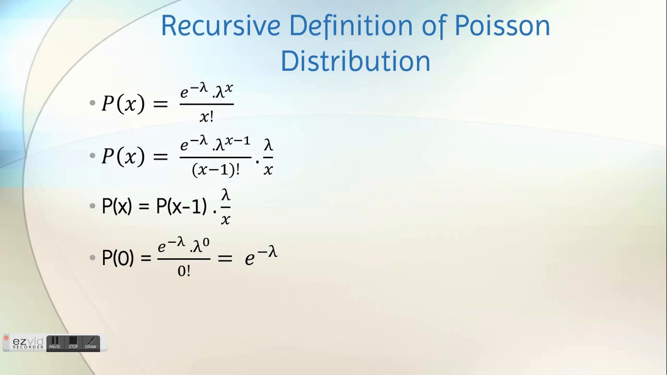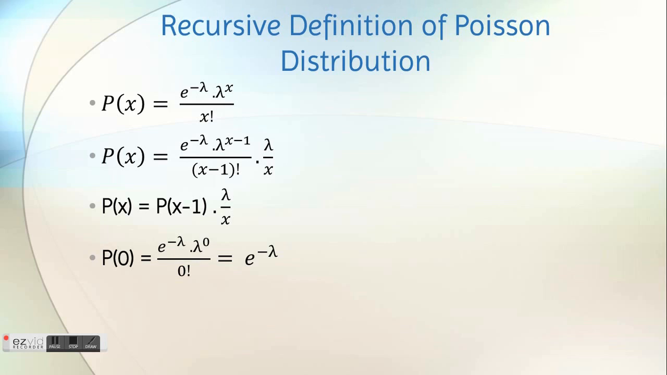You know, p of x equals e to the power minus lambda, lambda to the power x divided by factorial of x. Now this lambda to the power x can be written as lambda to the power x minus 1 into lambda. Factorial of x can be written as factorial of x minus 1 into x. Now look at this value, e to the power minus lambda, lambda to the power x minus 1 divided by factorial of x minus 1. As you can see, this is equal to p of x minus 1. So p of x equals p of x minus 1 into lambda by x.